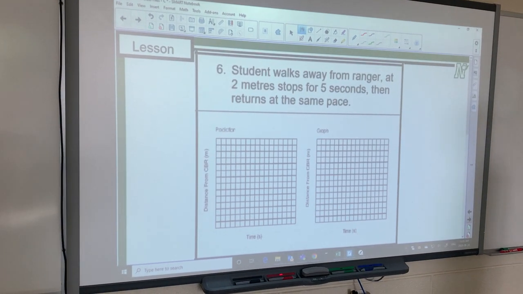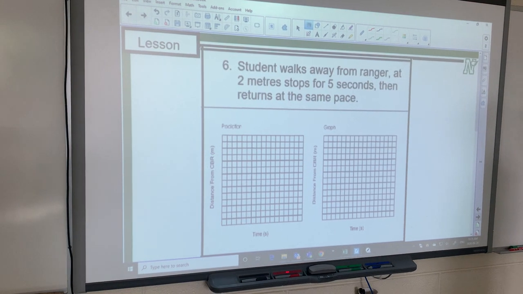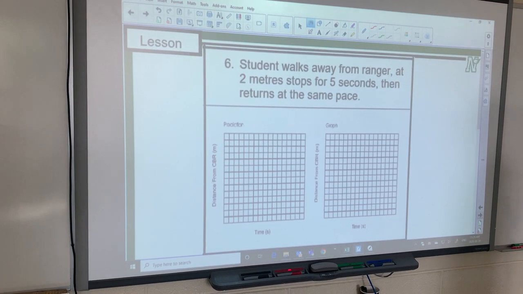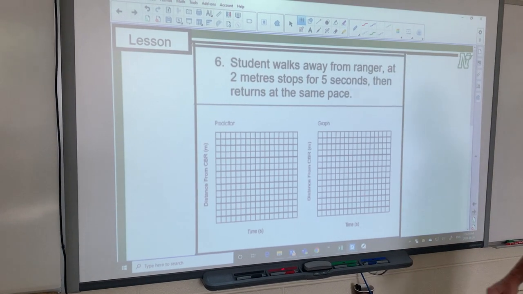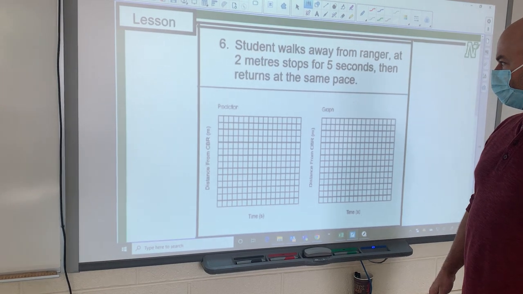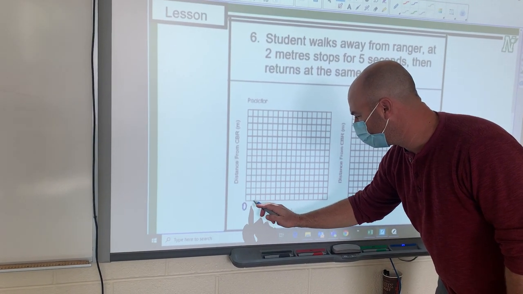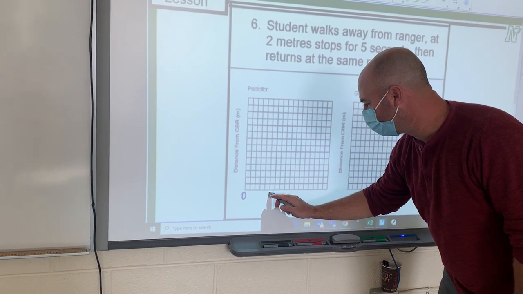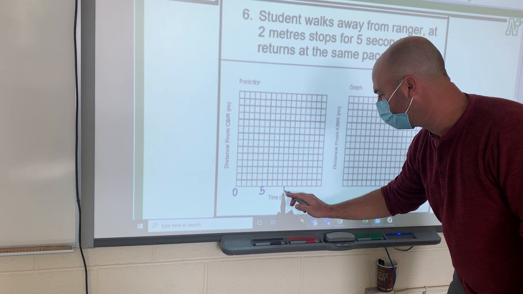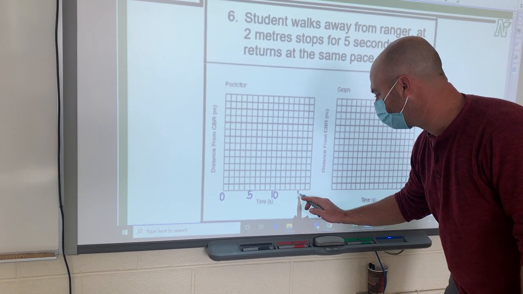This is one where it's a little more specific. Student walks away from the ranger at 2 meters, stops for 5 seconds, then returns at the same pace. What we're gonna do here is we're gonna set up the scale for you. And I want you guys to think about what would happen with the prediction. So setting up a scale, he's using seconds on the time axis, going by a scale of 1. So every single grid line is worth 1 second.